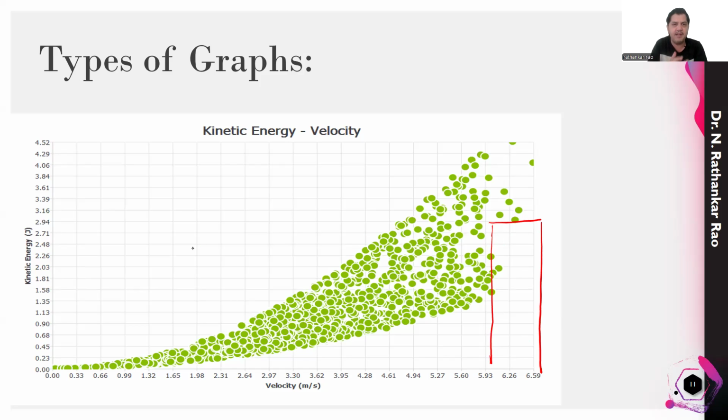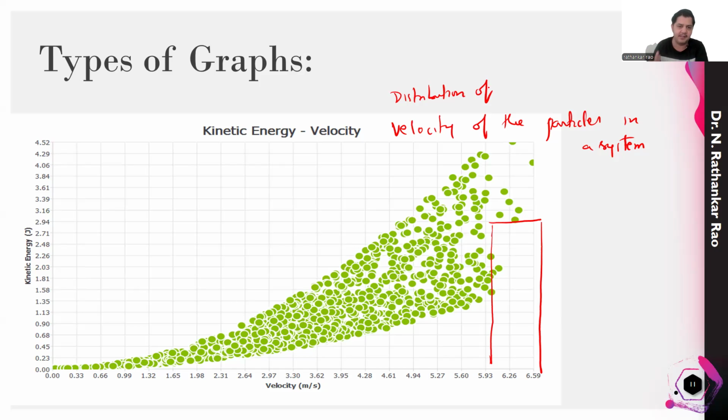Now, what does this help you? Where does this help you? It helps you in understanding the velocities of the particles present in a system, the distribution of velocities in a system. For example, I can have something like a gas. In a gas, how many particles are having higher velocities, how many are having lower velocities, what distribution, what fraction of it is having something like this. Then such questions can be answered using the scatter graph over here.